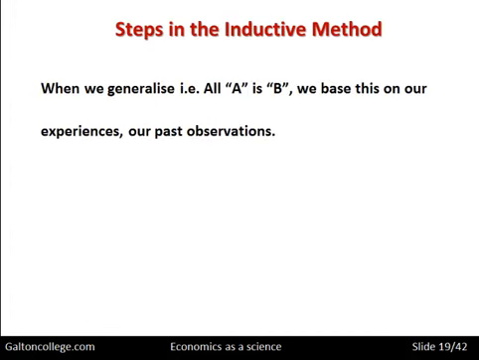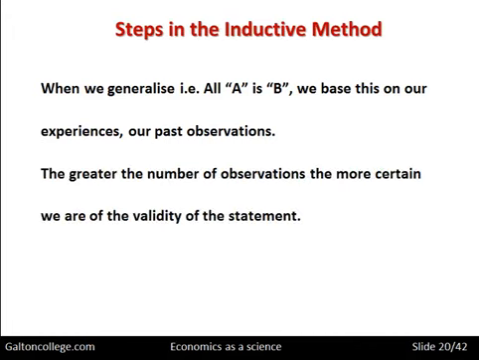So we take a statement like, all A is B. Every time the price of petrol increases, that's A, less petrol will be sold, that's B. So we generalize. For example, all A is B. We base this on our experiences and our past observations. We make observations and then we generalize. We try to move up to say every time the price of petrol increases, less petrol will be sold. The greater the number of observations, the more certain we are of the validity of the statement.